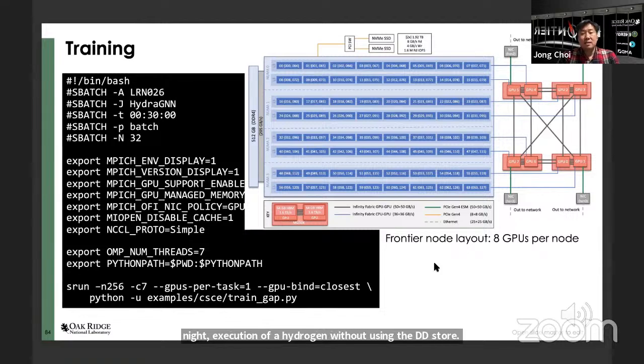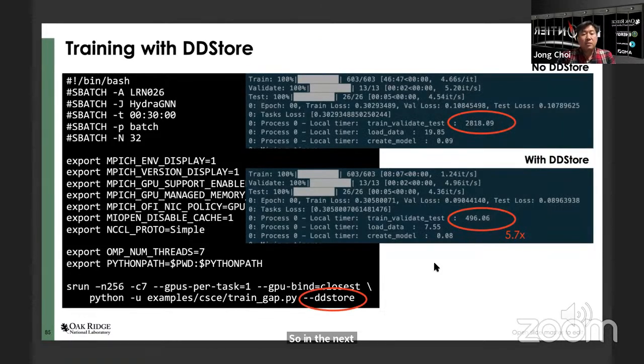So in the next script, we are now running HydraGNN training with the DDStore. In this specific training script, we put in an option to use DDStore or run without DDStore. The code is very straightforward. I hope it is easy to identify how we utilize the DDStore in the script. I'm not showing every line, but this is the option you can follow.